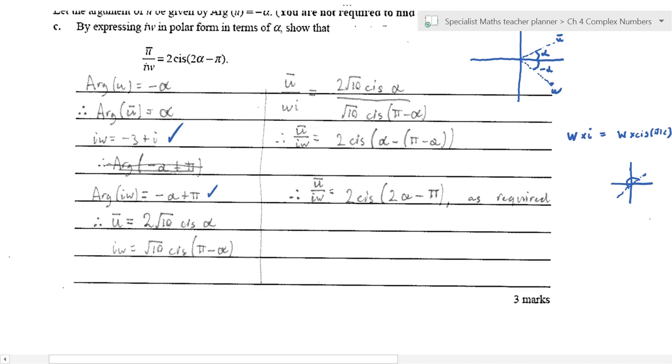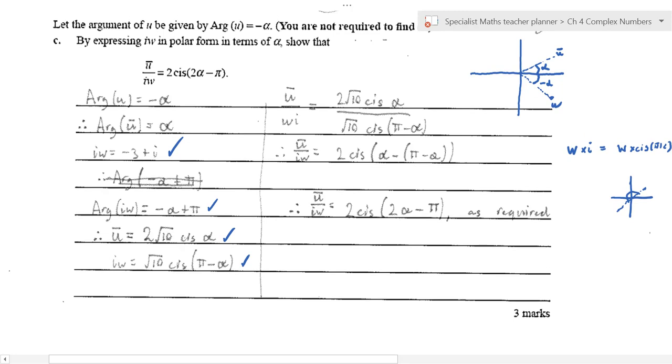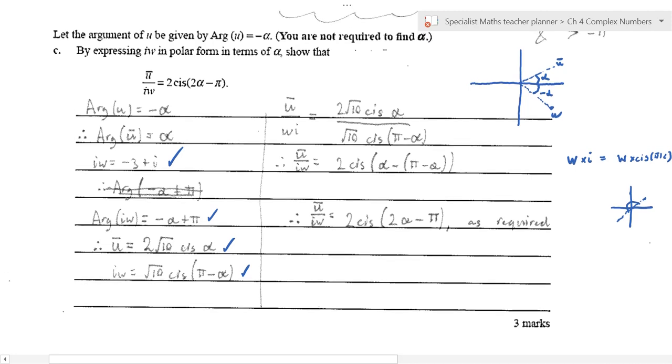Now, from before, we've got 2 root 10 cis of alpha, and iw is root 10 cis of pi minus alpha. So now using the things from part A, we've then got u bar, and we've got iw like so. Okay, and then of course we're subtracting this angle pi minus alpha. We're subtracting minus alpha, which gives us 2 alpha minus pi.